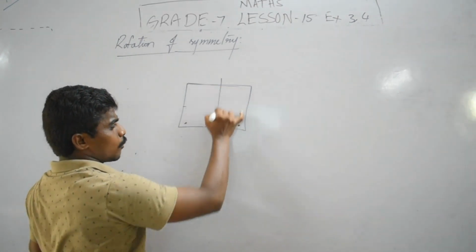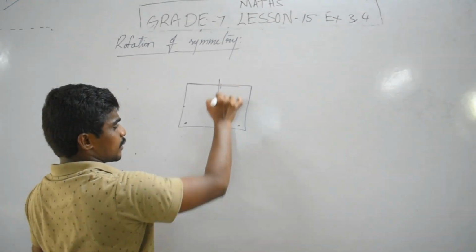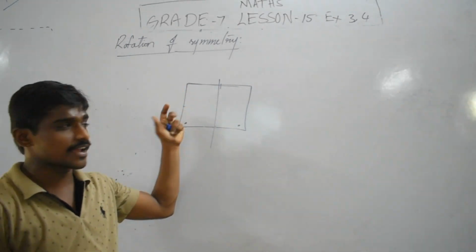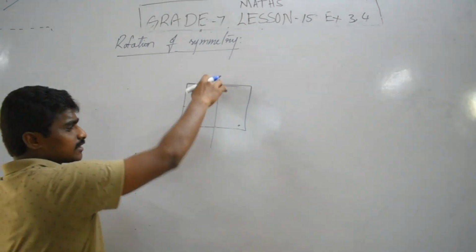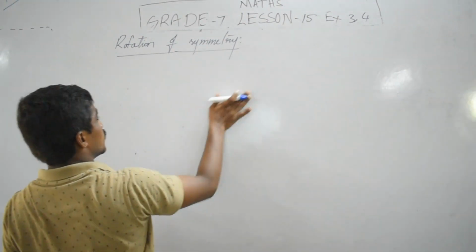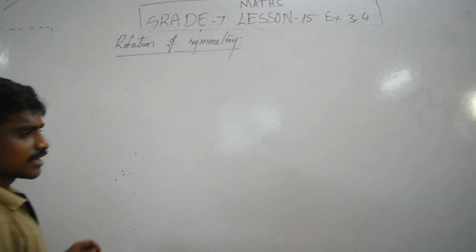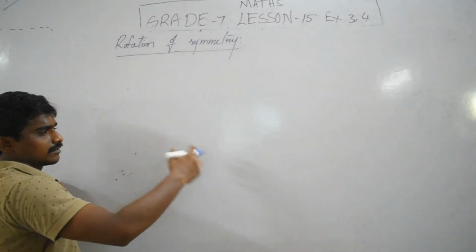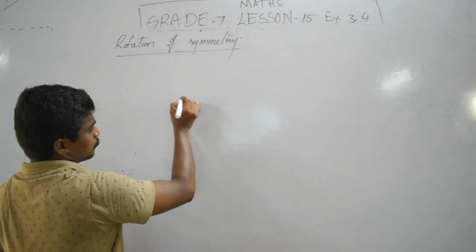Now we are folding like this, here half part, here half part. Okay, very good. This half part exactly coincides with the other part. So this is called symmetry. This one is line of symmetry. Here, rotation of symmetry. What is a rotation? Normally, a rotation means we turn a body or an object. That is called a rotation.